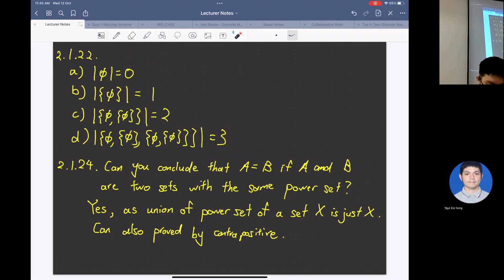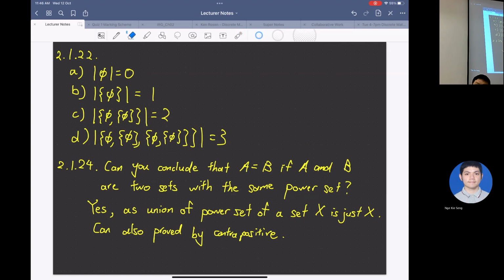Okay, next, 2.1.24. Can you conclude that A equals B if A and B are two sets with the same power set? Yes, why? So if you take the union of the power set, it's just X, because you consider the set of all subsets. That means all of them are subsets of your original set.